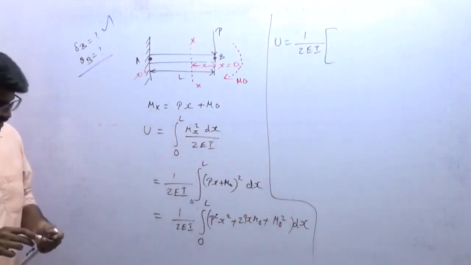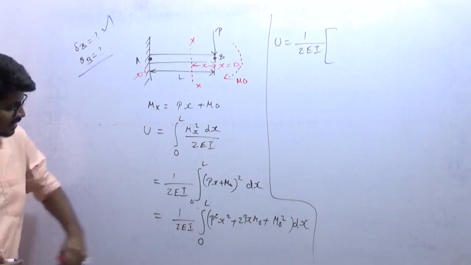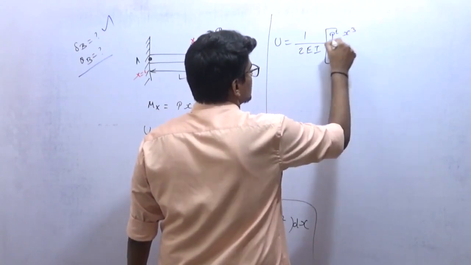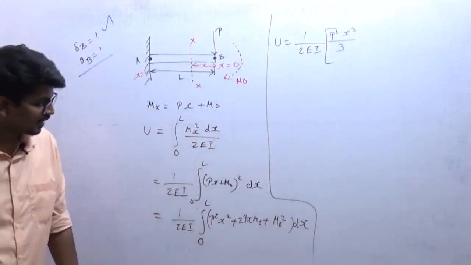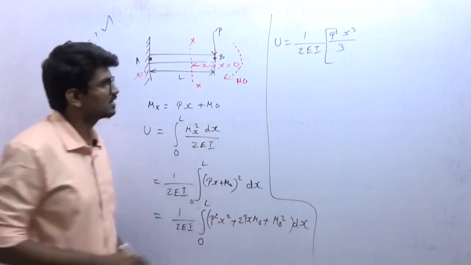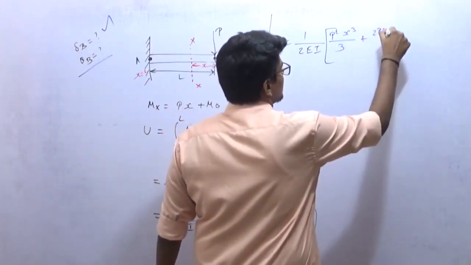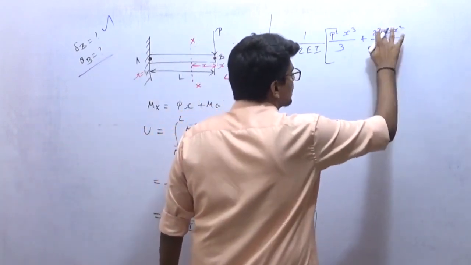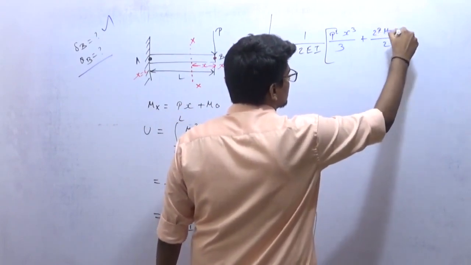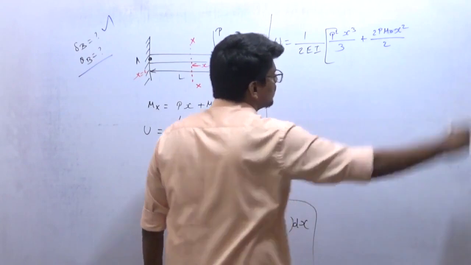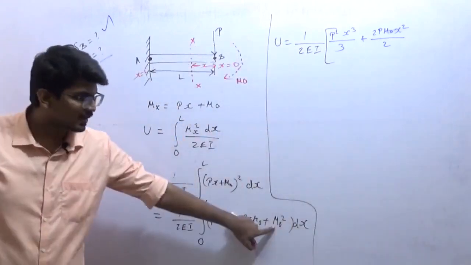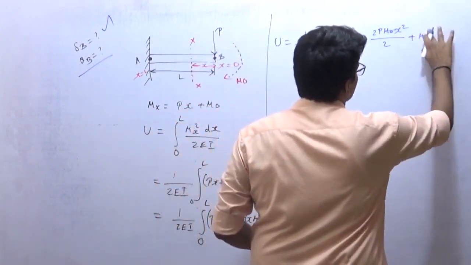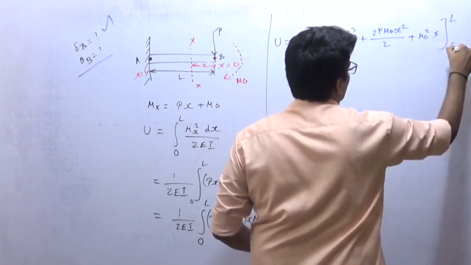Integration. P is constant, so integrating x square will be x cube by 3. Again 2P M naught is constant, integrating x with respect to x will be x square by 2, so M naught x square by 2. Again M naught square is constant, so integrating a constant will be M naught square into x, and the upper limit is L and the lower limit is 0.